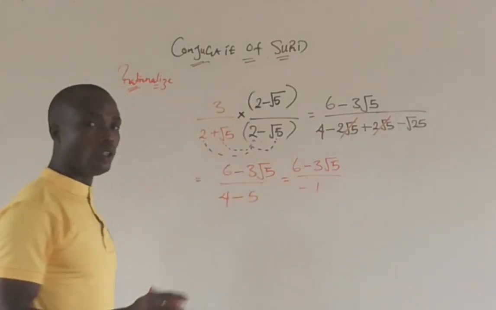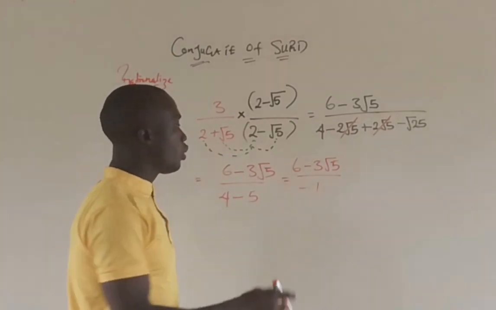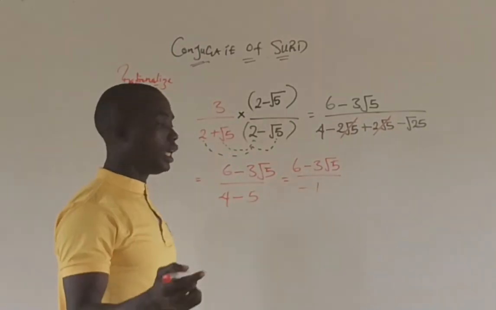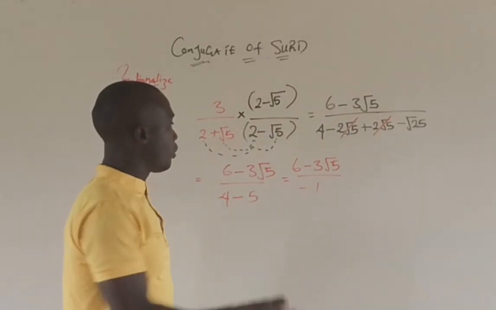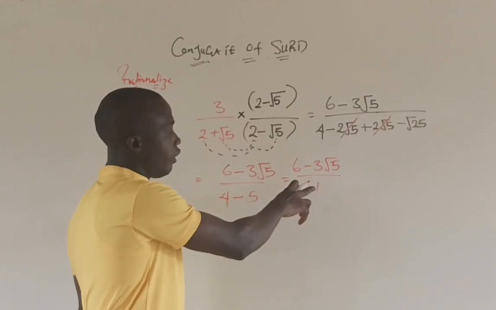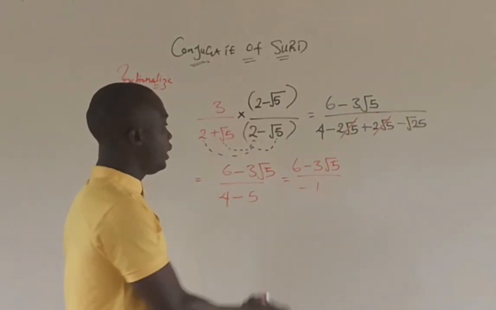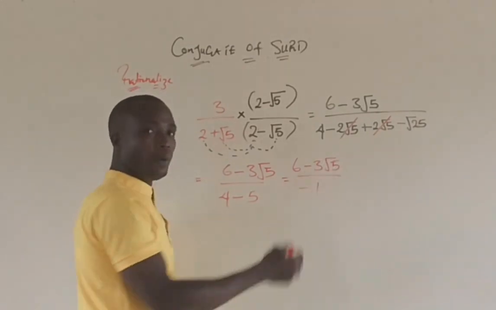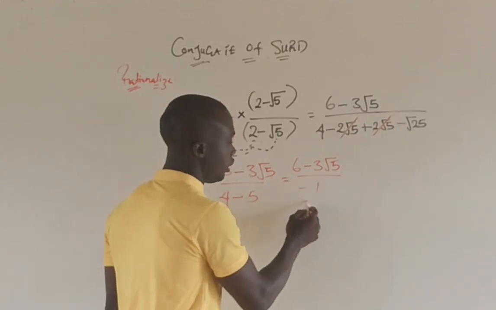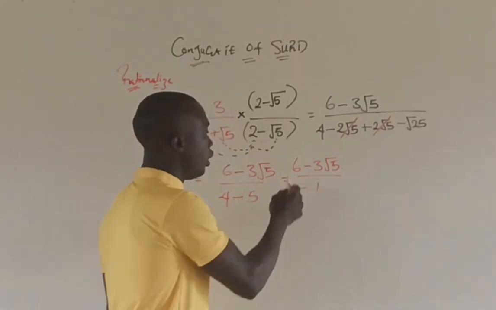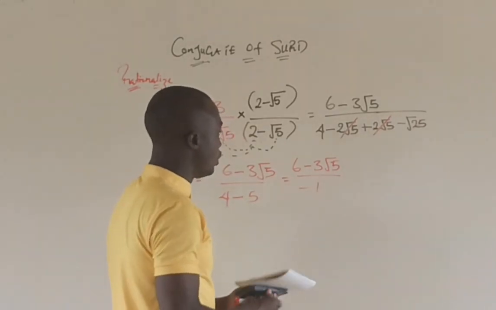Now, we cannot leave our answer like this because we have minus 1. But assume there is no minus here, we would have just left the answer like that. You understand? Because 6 minus 3 root 5 divided by 1 will still give us 6 minus 3 root 5. So in this place here, we separate them. How do we separate them? The reason is that this minus 1 belongs to this and also belongs to this side.